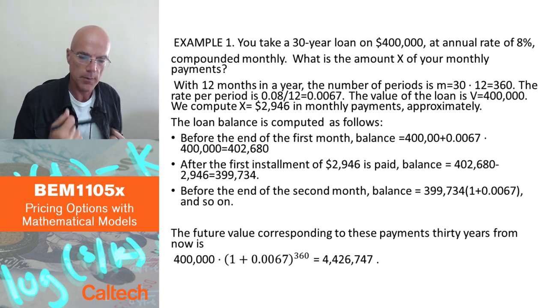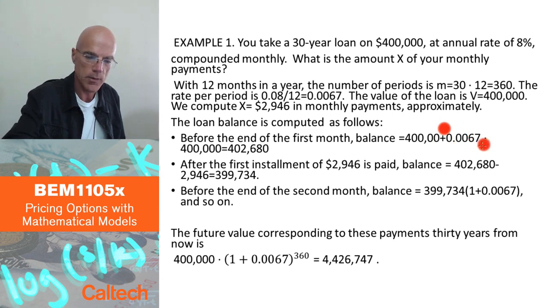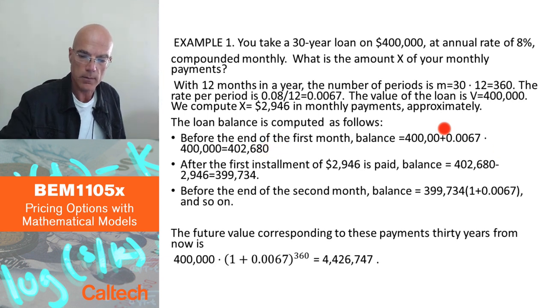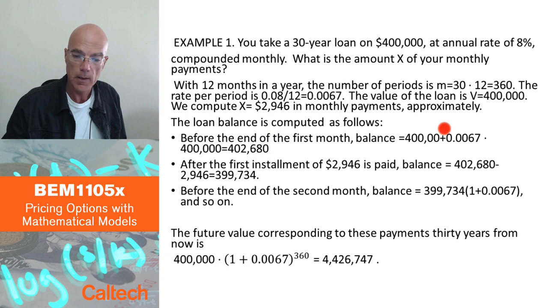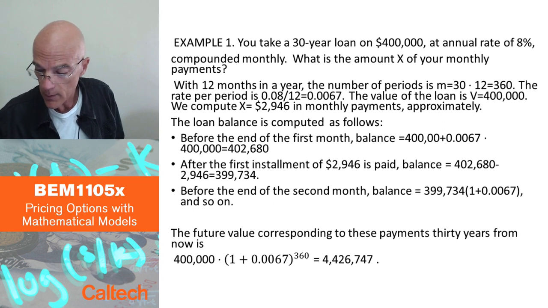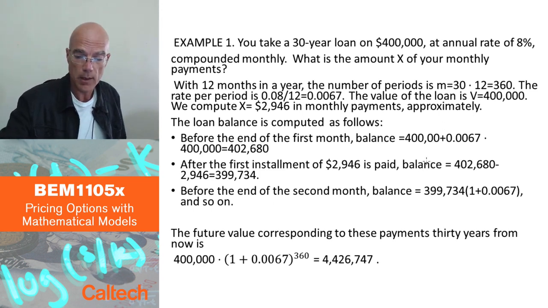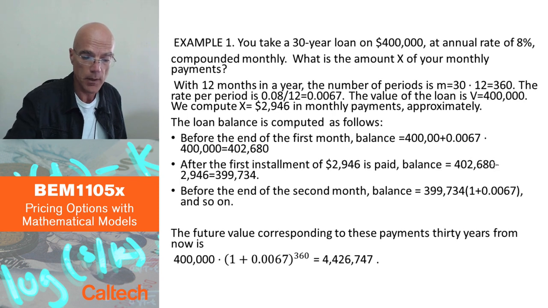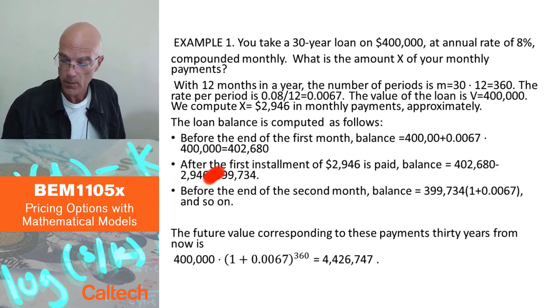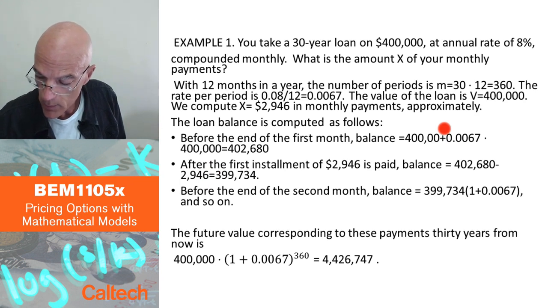So before the first payment, before the end of the first month, the bank would compute your balance as 400,000, there is a zero missing here, plus the interest for that month, which is 0.0067 times 400,000. So that would be 402,680. Then you pay it, and you subtract from this 402,680 what you pay.